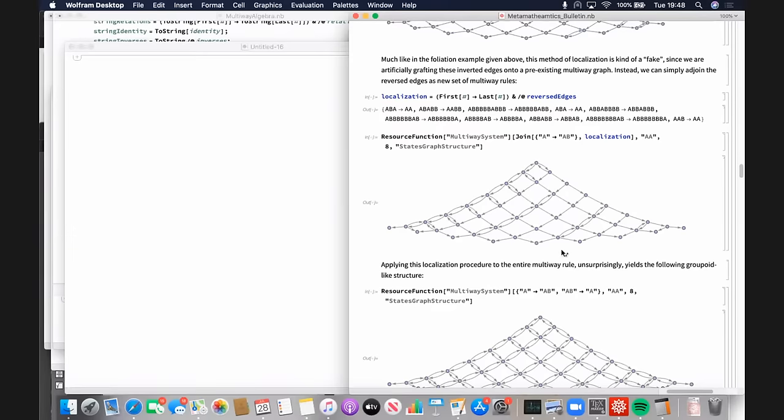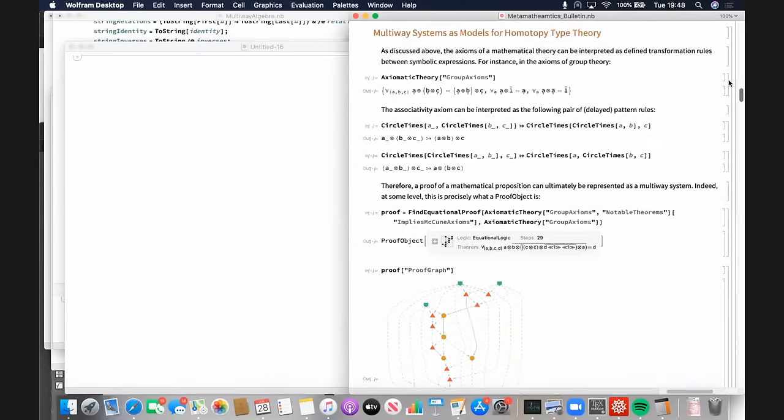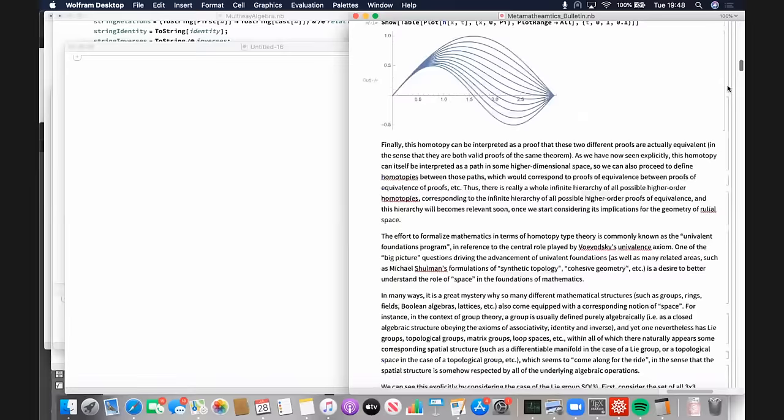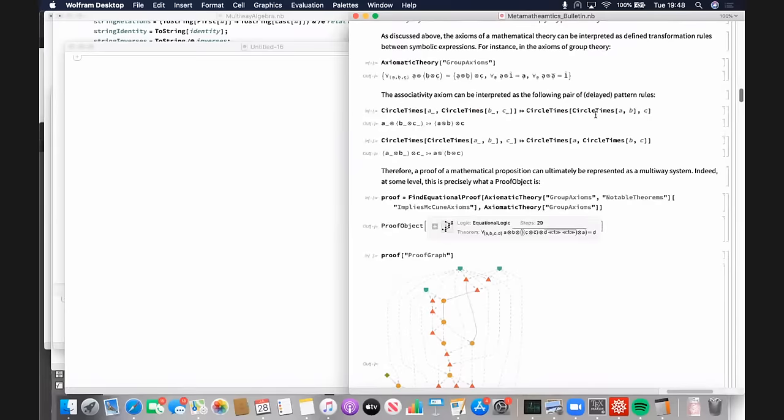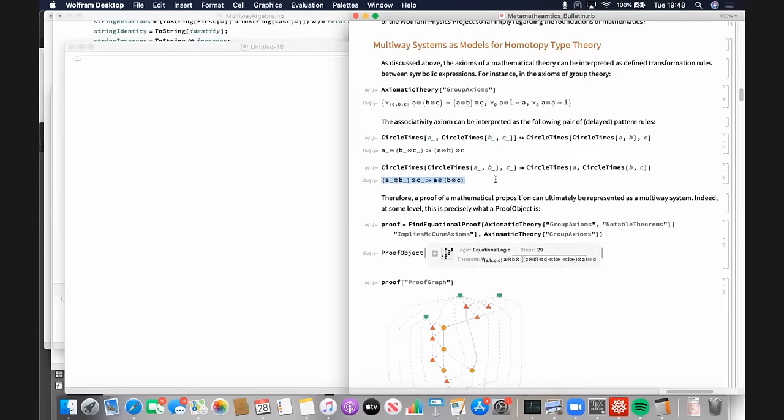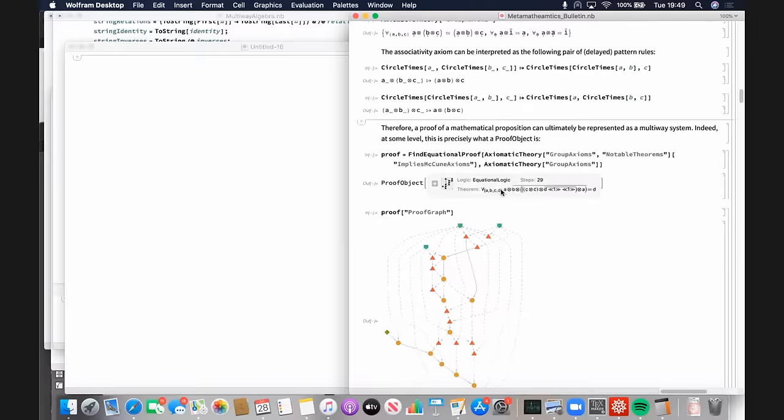Okay. So the basic idea is a mathematical theory is represented by a collection of replacement rules, which are implementations of the axioms of the mathematical theory. Right. So go through to wherever. Well, here's a nice example. Group theory, here it is represented as replacement. Here's associativity represented as patterned replacement rules. Right. So it's a multi-way system.